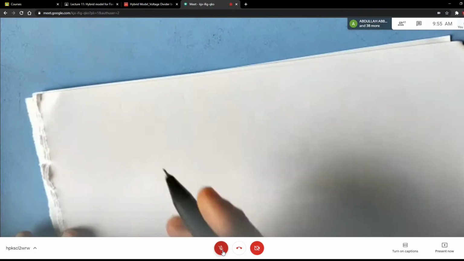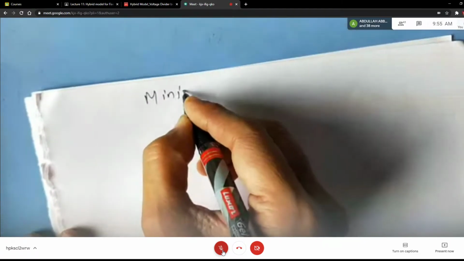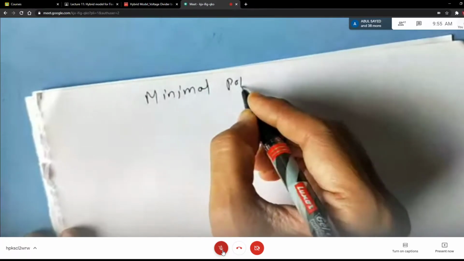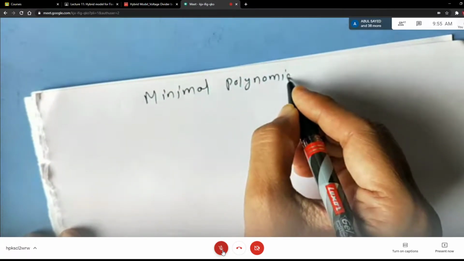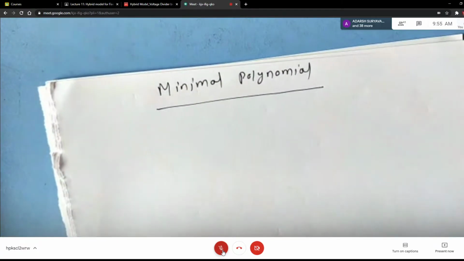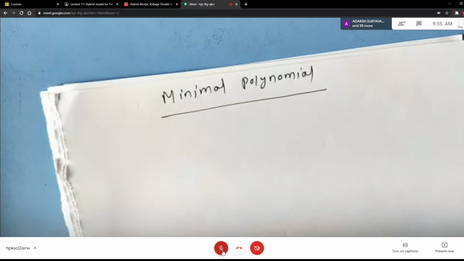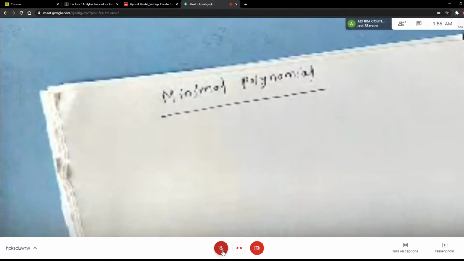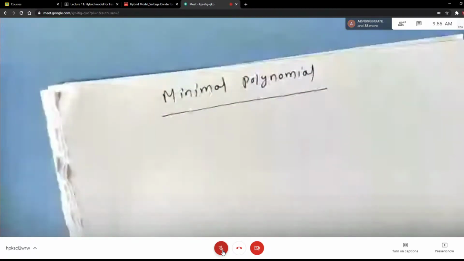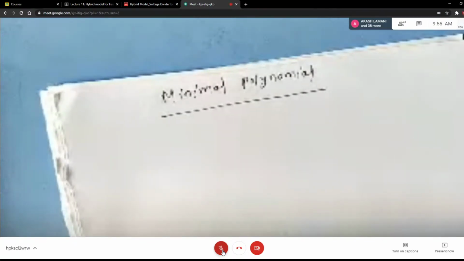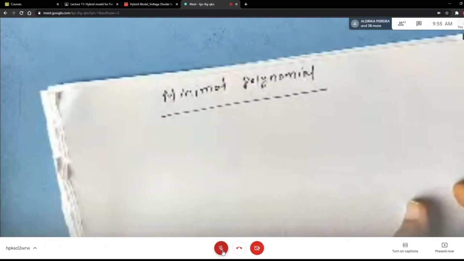Okay, now the next part, that is almost, I can say, the second last part of this. It is called minimal polynomial. Now, before giving you the definition, if I give you the definition, then you will get confused, right? Before giving you the definition, I want to explain this with an example.